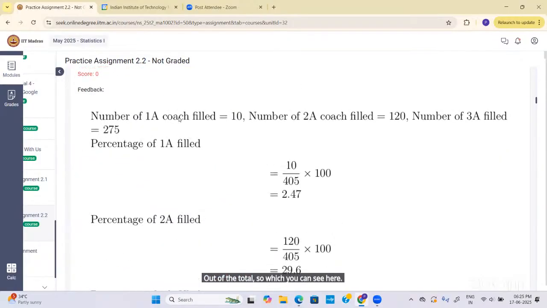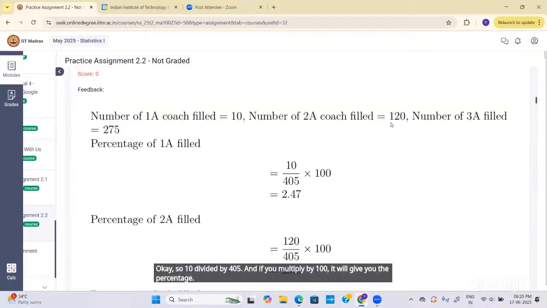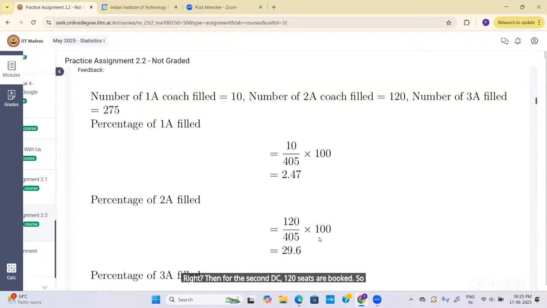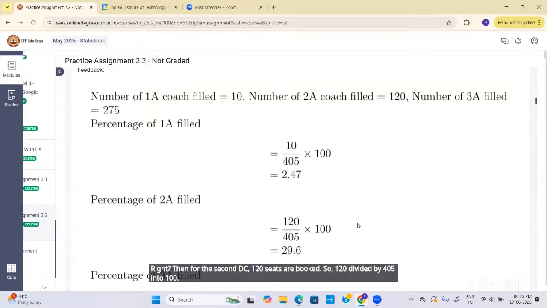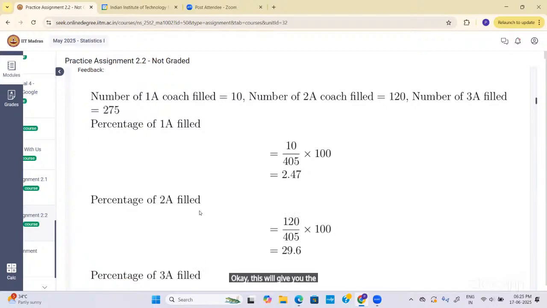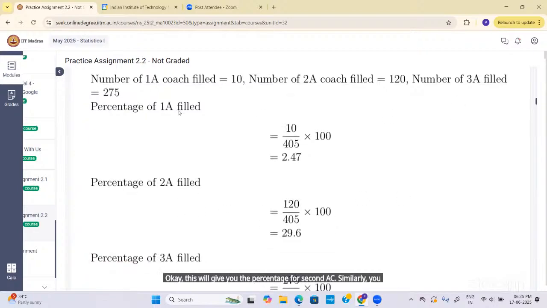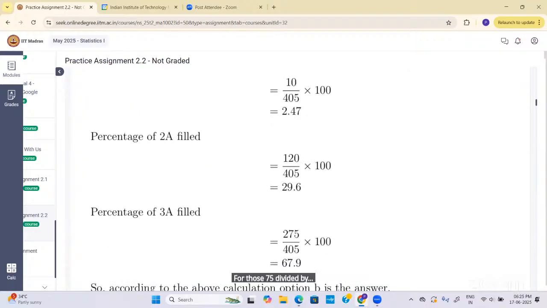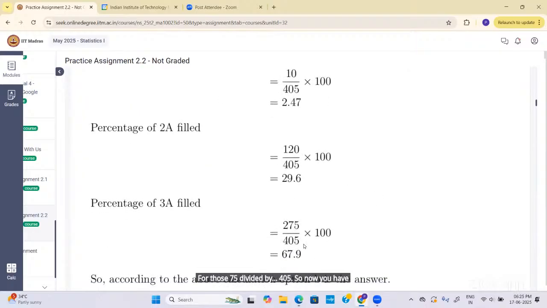For the first AC coach, 10 berths are filled. So 10 divided by 405, and if you multiply by 100, it will give you the percentage, right? Then for the second AC, 120 seats are booked. So 120 divided by 405 into 100 will give you the percentage for second AC. Similarly, you can find it for third AC. So 275 divided by 405. Now you have calculated the percentage.